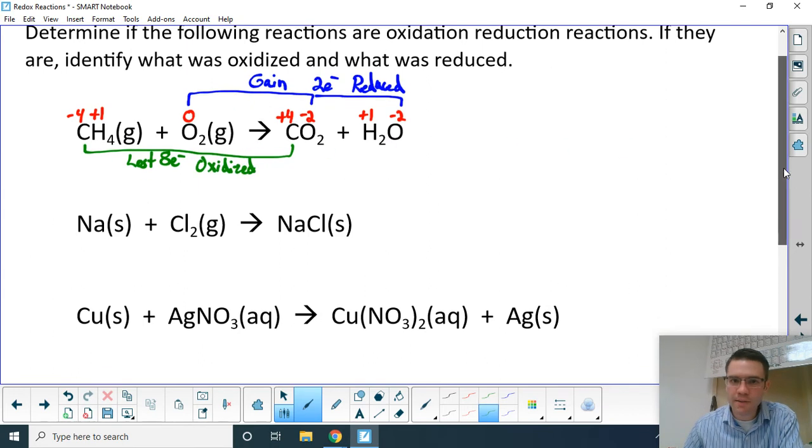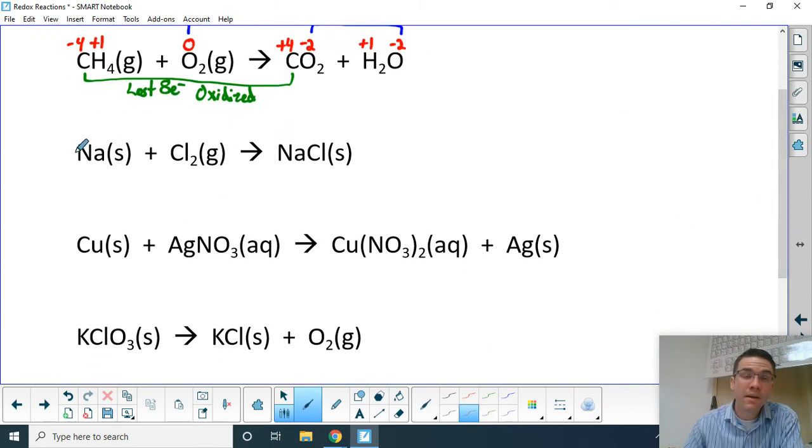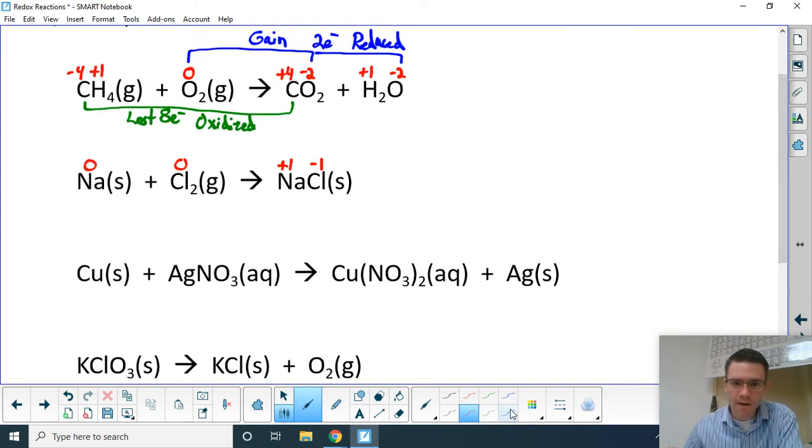Okay, if we go to our next one, sodium is a 0, chlorine's a 0. They're both in elemental state. Sodium's a +1 on this side, and chlorine's a -1 in ionic compound. We do have a transfer of electrons. I'll try to keep my color codes the same here. So we're going to figure out who gained electrons.